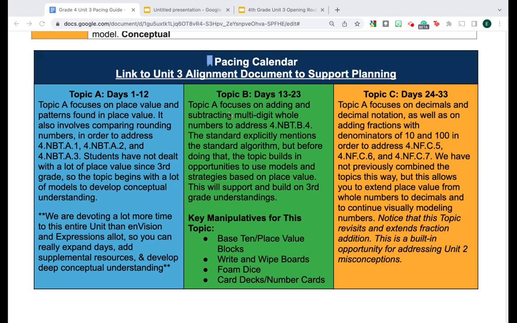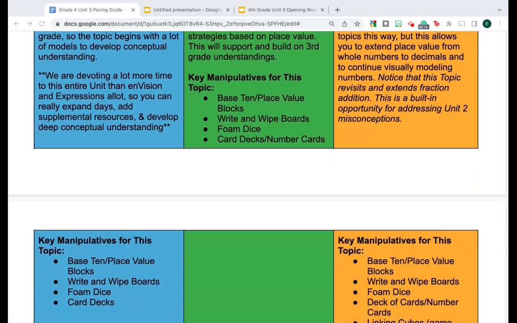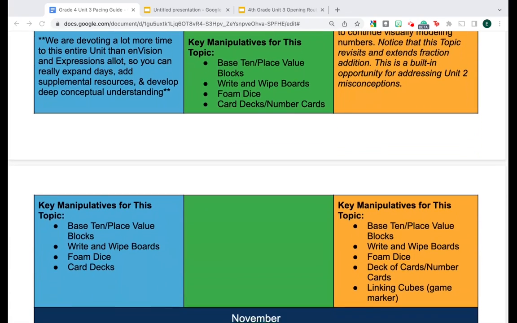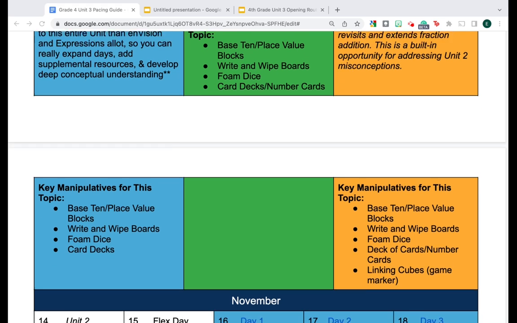We have our summaries of our topics, and then we get to our manipulatives. In each of the different topics, there's foam dice and cards, and those could be helpful for games and fluency. But the main manipulative that you'll want to be using in this unit are these base 10 blocks, which you should have received this year.